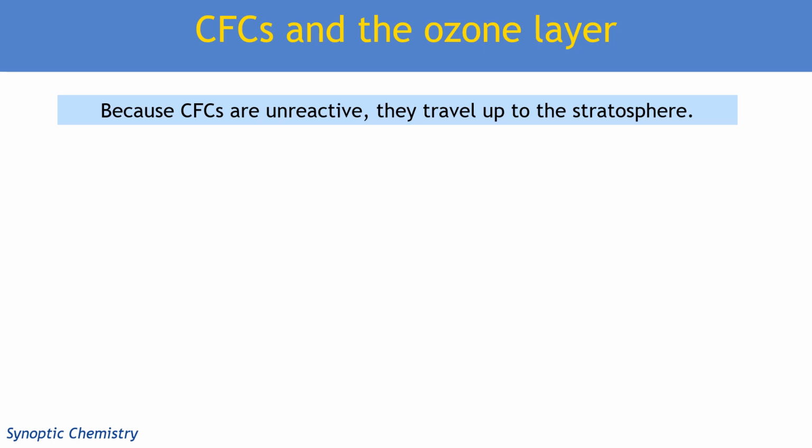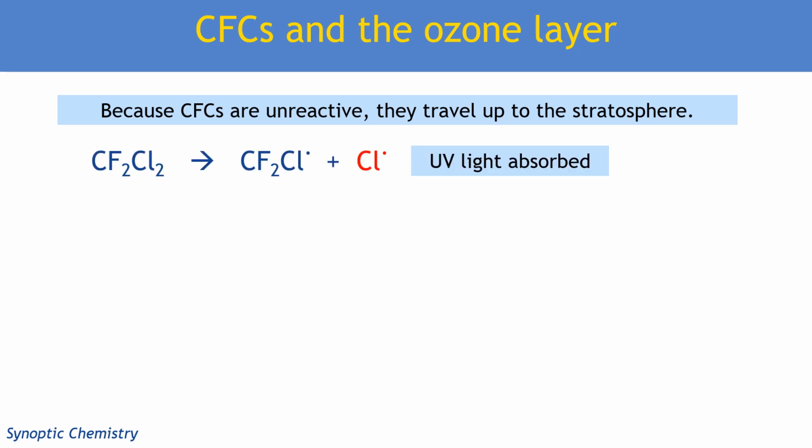And here is where there is a higher intensity of UV light, which means that chemical reactions can start to happen. So this UV light can be absorbed by the CFC molecule, and it's going to break the carbon-chlorine bond to form a chlorine radical, and the other part of the molecule will also be a radical species. It's always going to break the carbon-chlorine bond. The carbon-fluorine bond is too strong to be broken by those frequencies of UV light.